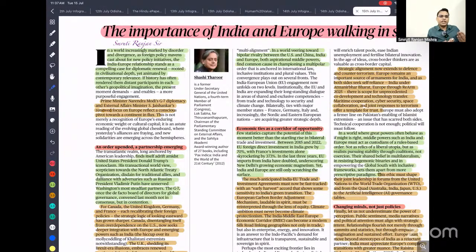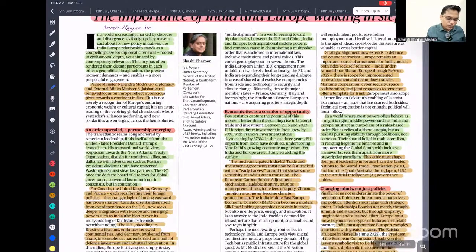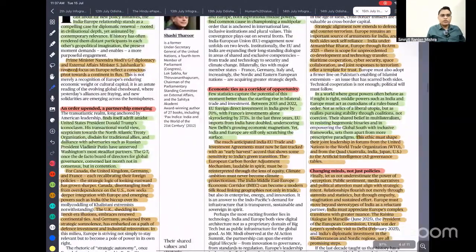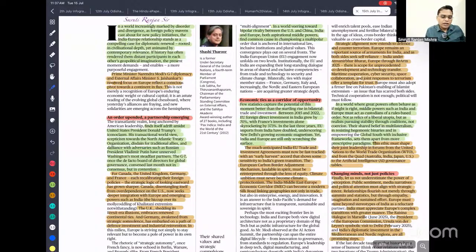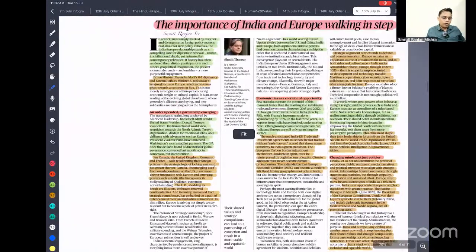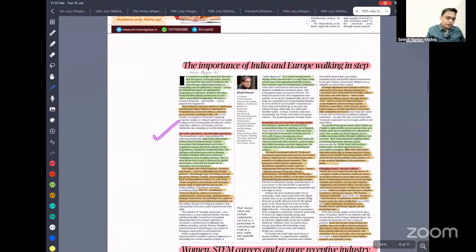We are also negotiating a defense deal, joint production, and joint development. We are also cooperating for the preservation and protection of the international order. We are also fighting together against climate change. These are the issues that we are fighting together with the European Union on, to bring a win for both. So just read it out. It's a very good article written by Shashi Tharoor.